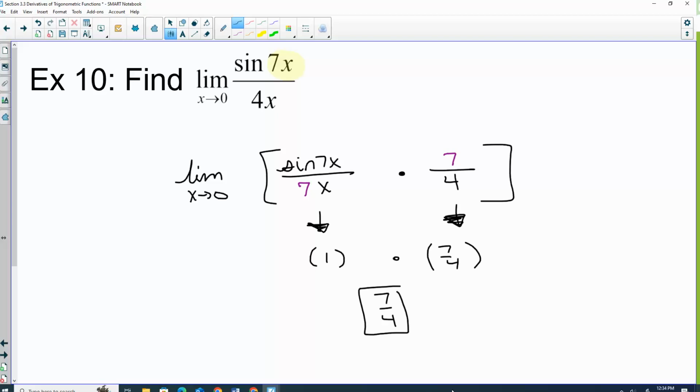Okay. Now we do. Wait, the limit of a number is 7/4. Remember, the limit of a constant is a constant. I thought a limit. Oh, that's derivative. Sorry. Yeah. Okay. Couple things now.